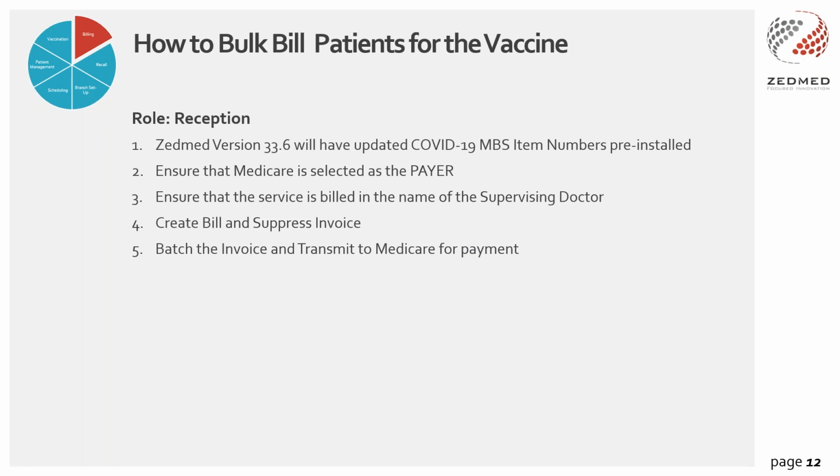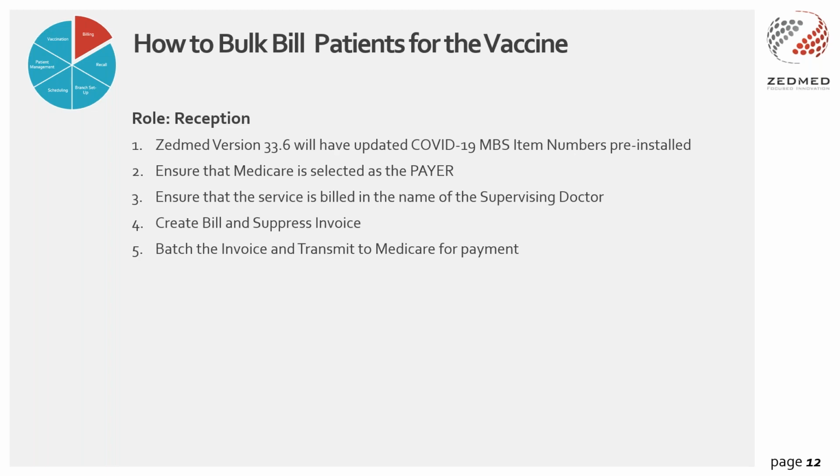Bulk billing patients for the vaccine remains exactly the same in version 33.6 as it does in previous versions. The points to note here are that the payer must be set to Medicare and that the service is billed in the name of the supervising doctor. And that's probably a critical point to remember. Otherwise, if you do select the nurse as the treating doctor, that claim will be rejected by Medicare.